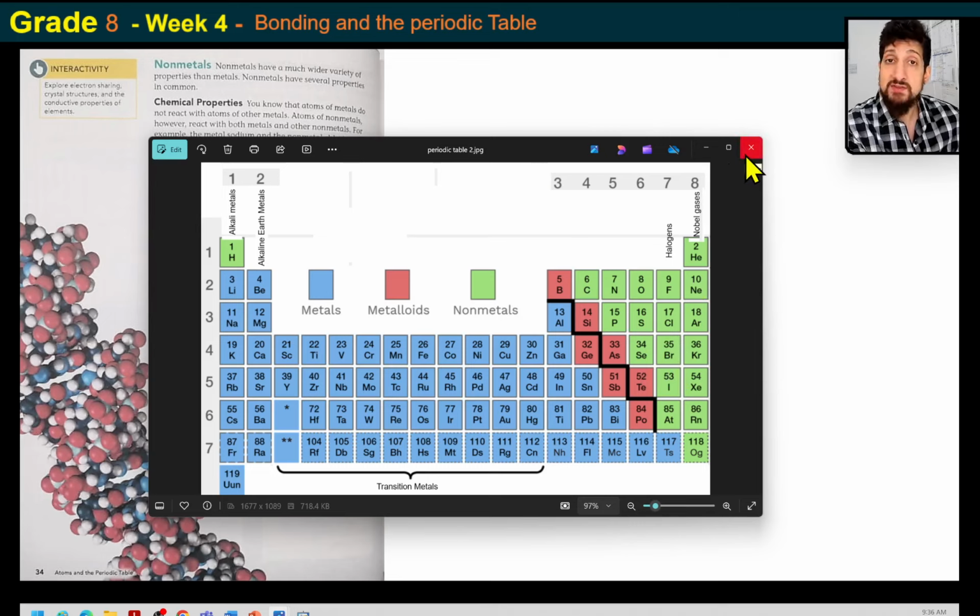Nonmetals do not have the same properties as metals. So by definition, if a metal conducts electricity, then nonmetals do not conduct electricity. If a metal is sonorous, then nonmetals are not sonorous. So that means they don't make a ringing noise when you drop them. I'll give you an example of that real quick right now. I'm going to drop an item and you're going to tell me whether it's metallic or not.